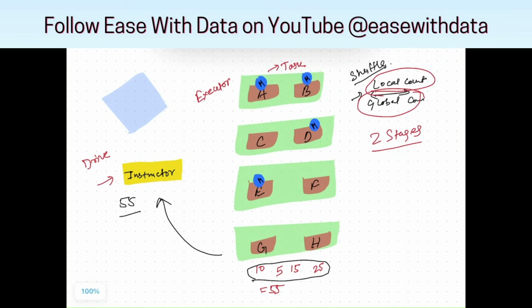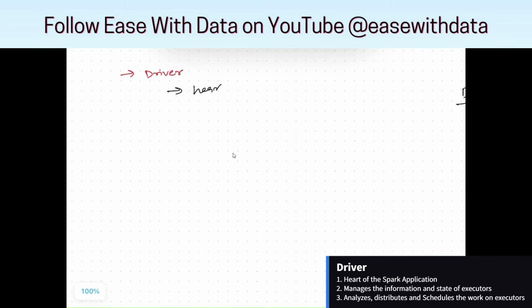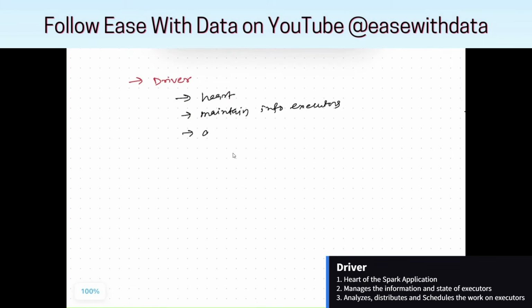So with this example, we understand how we arrived at the calculation. Now we go ahead and see what is the individual responsibility of each component. The first one is the driver. The driver is basically the heart of a Spark application. It maintains all relevant information that is required for executors. It analyzes, distributes, and schedules the work.